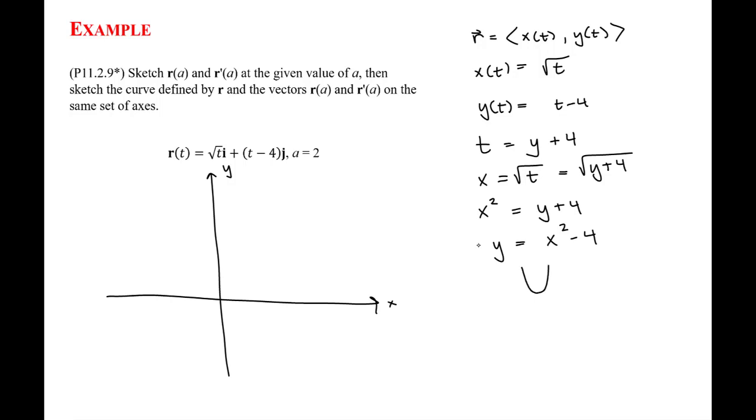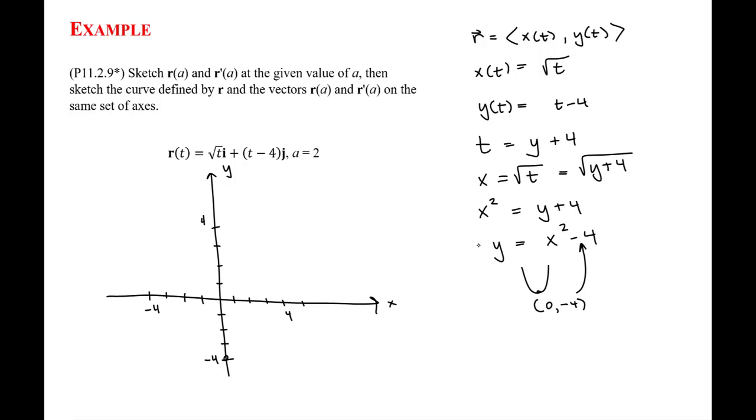This curve, I recognize to be parabolic, where the vertex is going to be at the coordinate 0, minus 4. And I get that because the minus 4 provides a vertical downshift on the y-axis. Let's indicate that. We'll go down 4 units on the y-axis. And let's go ahead and indicate the scale on the x-axis. Let's indicate a scale on the negative x-axis. And let's also go up on the positive y-axis.